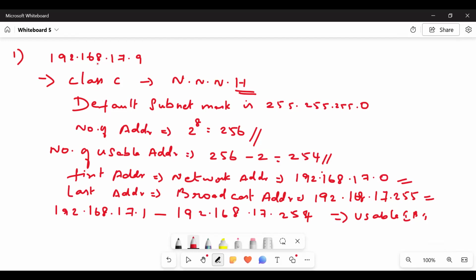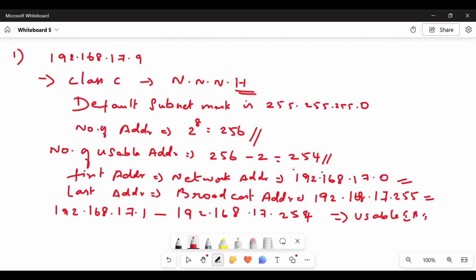So here the given IP is class C. We know obviously that class C has 3 network ID bytes and 1 host ID byte. From that we can easily find the total number of addresses, 2 power 8, that is 256. The default subnet mask we also know. The number of usable addresses is the total number of addresses minus 2. The 2 is the network address and the broadcast address, which will not be allocated to any devices. So 256 minus 2 is 254.